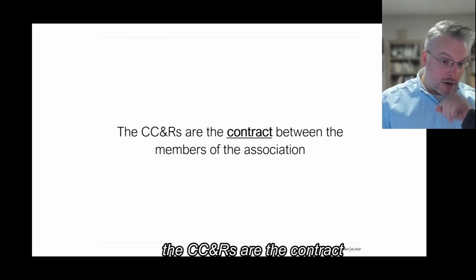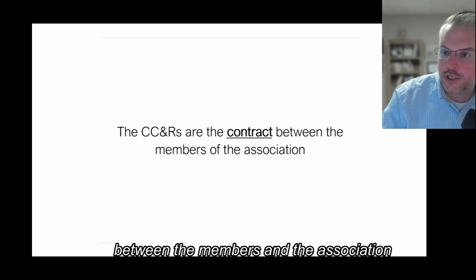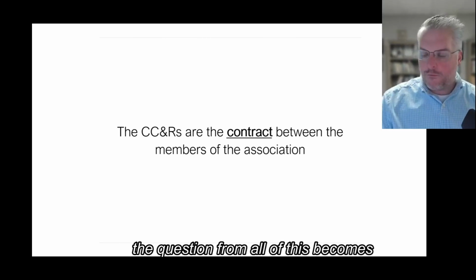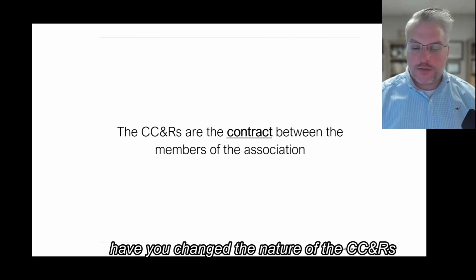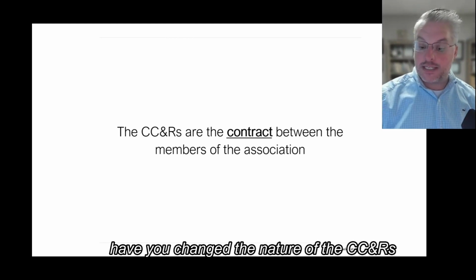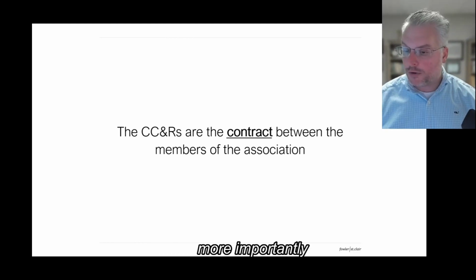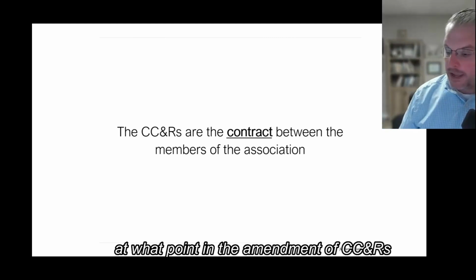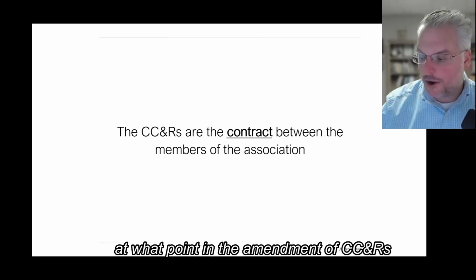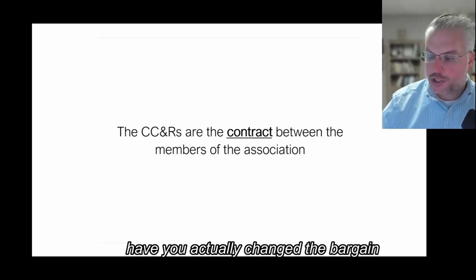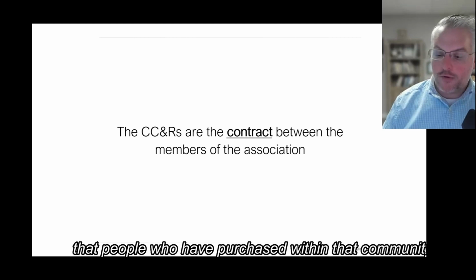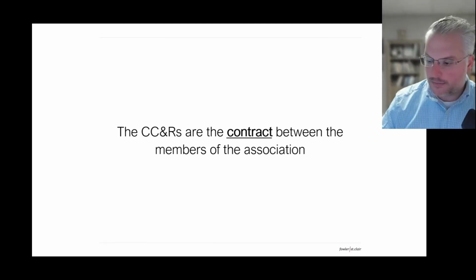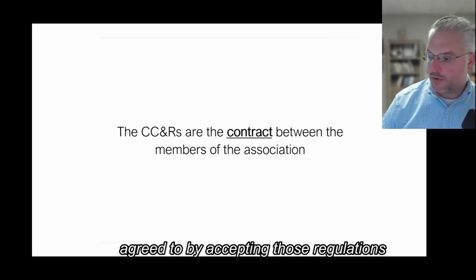And so I've got here the CC&Rs are the contract between the members and the association. The question from all of this becomes, at what point have you changed the nature of the CC&Rs? More importantly, at what point in the amendment of CC&Rs have you actually changed the bargain that people who have purchased within that community agreed to by accepting those regulations?